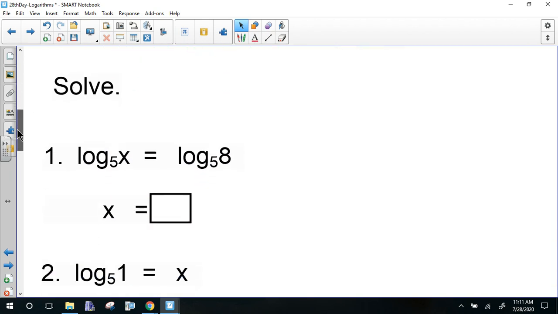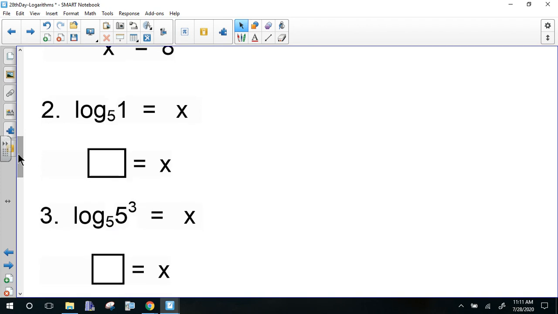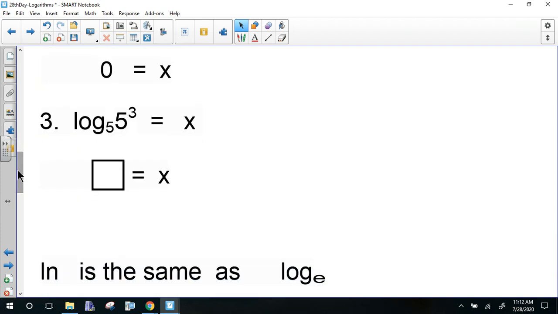We'll run through some examples. Here we have log base 5 of x equal to log base 5 of 8. Remember, these two things sort of cancel each other out, and x would equal 8. Remember, with a log with a base of 1, when that number is 1, x always equals 0. Number 3, log base 5 of 5 to the third. You can look at it as the log base 5 of 5 cancels each other out, and x would equal 3.